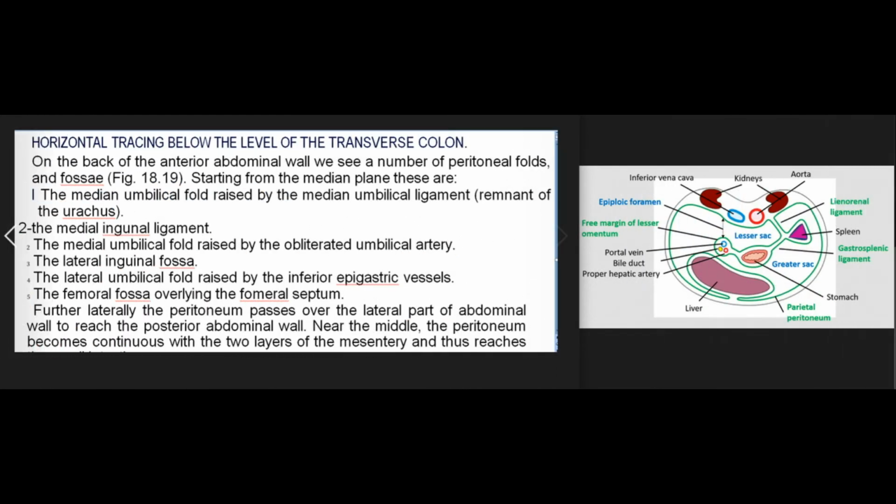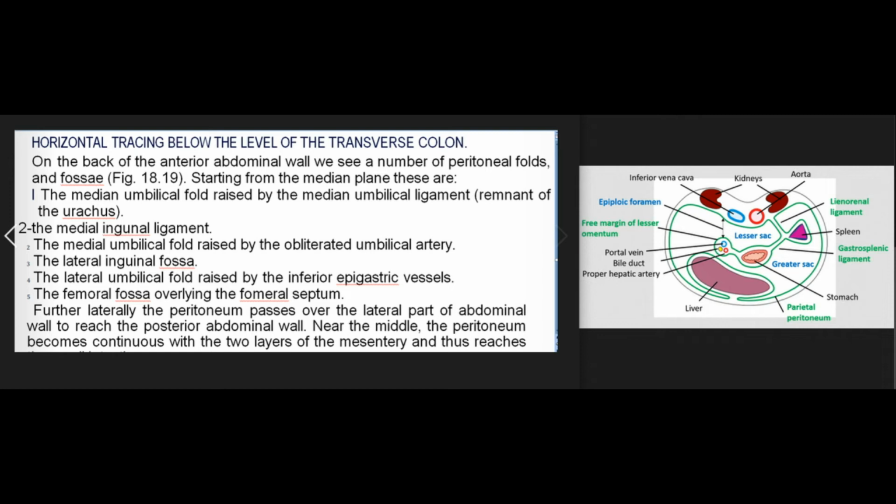Horizontal tracing below the level of the transverse colon. On the back of the anterior abdominal wall we see a number of peritoneal folds and fossae, Fig 18.19. Starting from the median plane, these are: 1, the median umbilical fold raised by the median umbilical ligament, remnant of the urachus. 2, the medial inguinal fossa. 2, the medial umbilical fold raised by the obliterated umbilical artery.